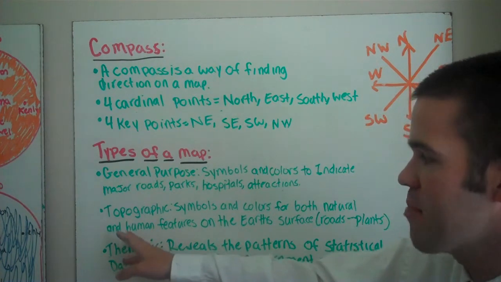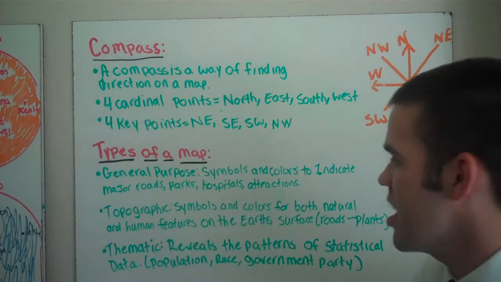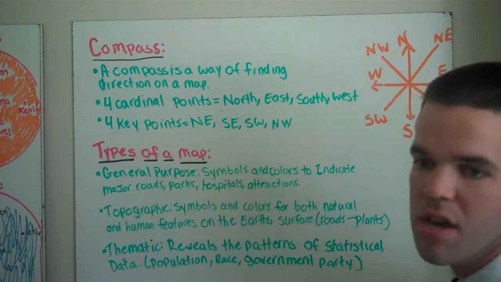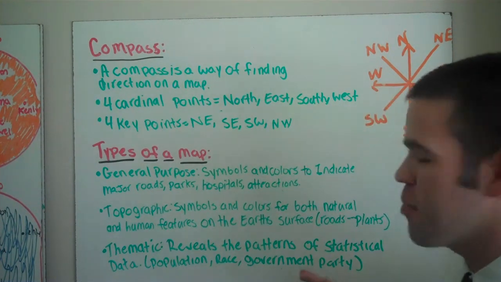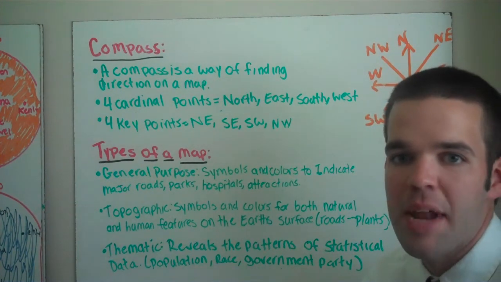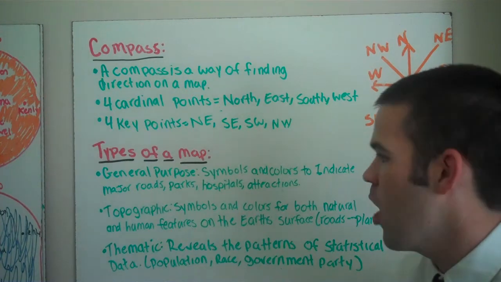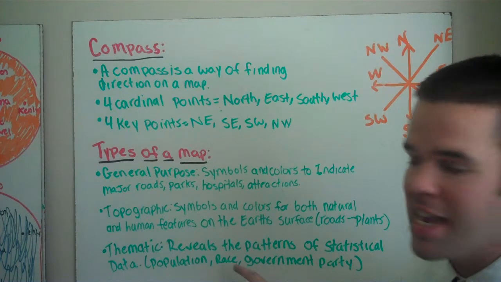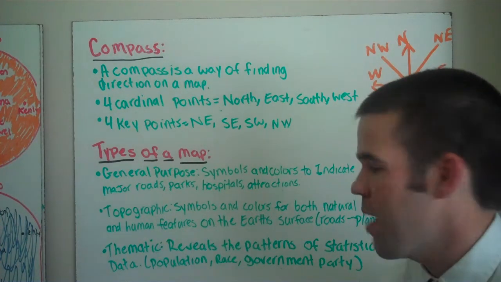A topographic map uses symbols and colors for both natural and human features on the Earth's surface, such things as roads and plants and vegetation. This will be used to determine how hilly or how flat or how desert or how mountainous an area is based off the topographic map.